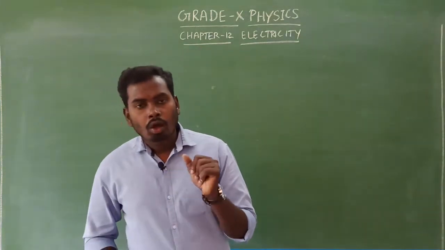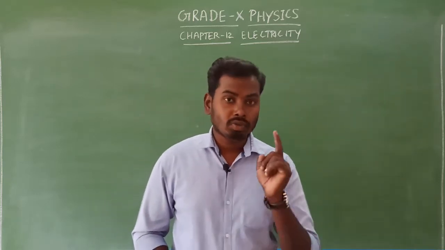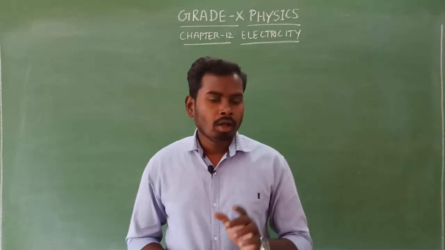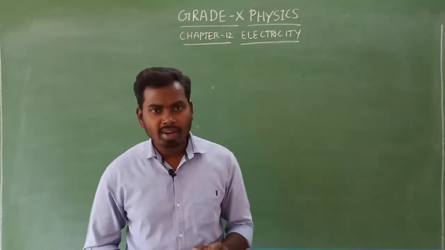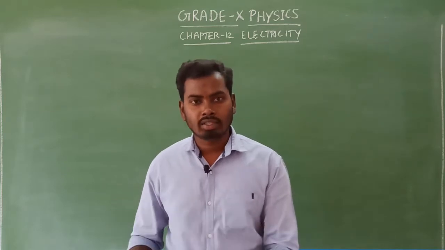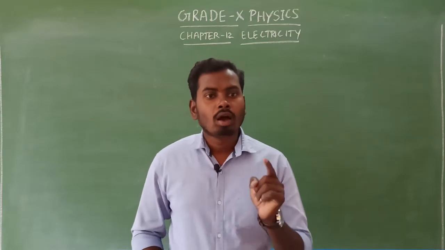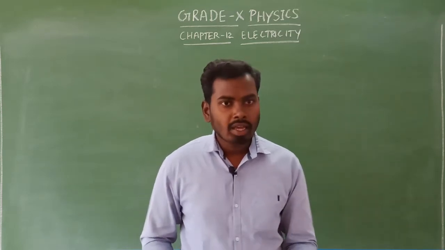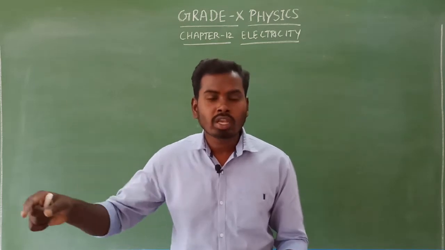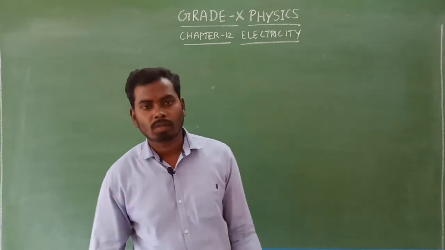So here, 1 kilowatt hour is equal to 3.6 into 10 to the power of 6 joules of electrical energy. Whenever an electrical appliance consumes 1 kilowatt hour of electrical energy, it consumes the same amount of energy in joules, which is equal to 3.6 into 10 to the power of 6. That's all, students.